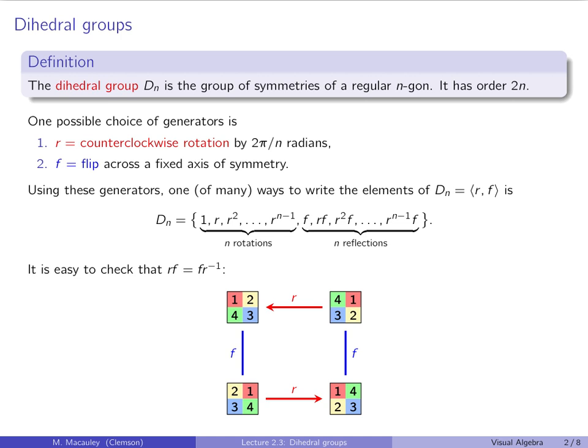It is easy to check for any n-gon that rf equals f r inverse. And remember, we are reading from left to right. So here's an example for this square. Let's start with this square up here. And if we rotate it and then reflect about this vertical axis, we get this configuration. And we rotate it one more time, we get this. And then we look at these two and say, how do these differ? And indeed, these two things differ by a horizontal reflection, f. And it's easy to see how this will work for a pentagon, hexagon, etc.